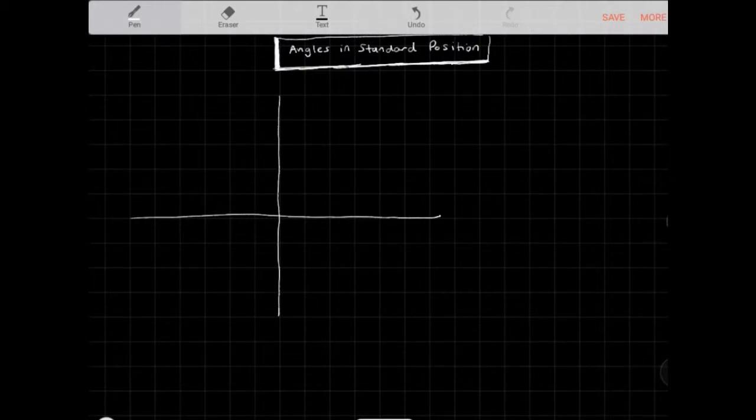Alright, so let's take a look at angles in standard position, and this is going to be a really useful model, especially when we look at future trigonometric equations, identities, as well as just in general the special angles when we look at the unit circle, right? So it is very advantageous to understand angle in standard position.